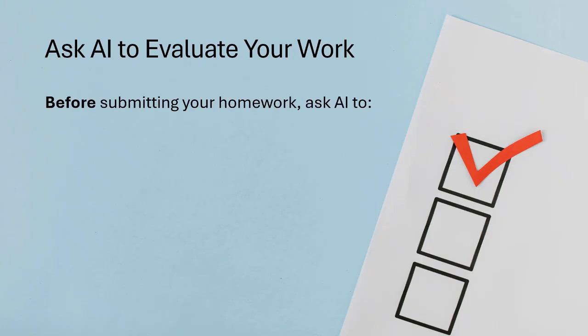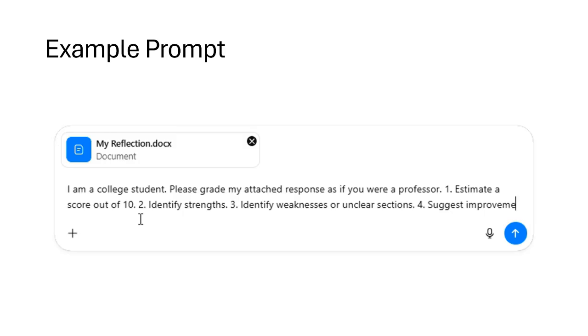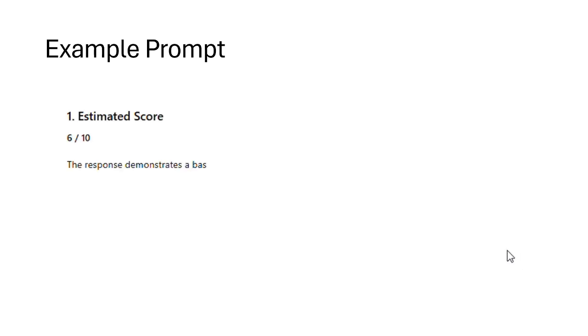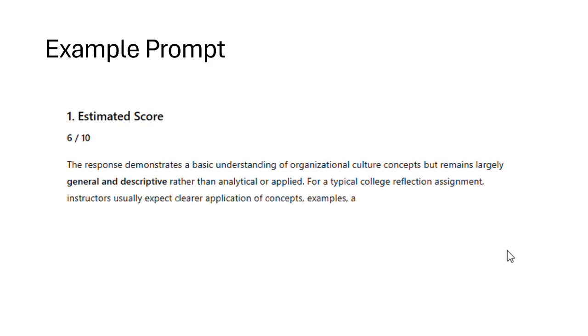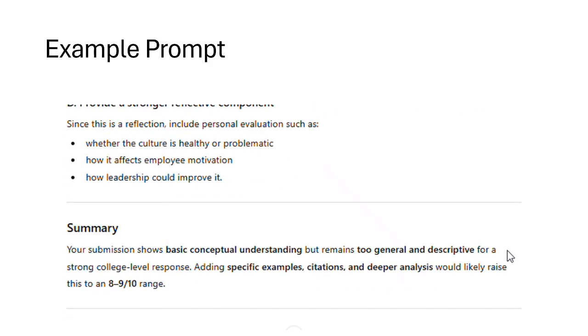Before submitting your homework, you can ask AI to estimate a grade and explain what could be improved. For example, you might say, I'm a college student, below is my response. Please review it as a professor and give feedback. Then you can ask it to evaluate specific criteria like clarity, strengths, weaknesses.